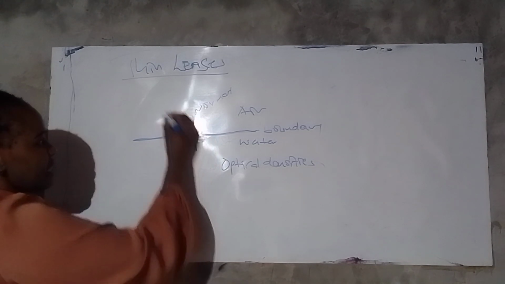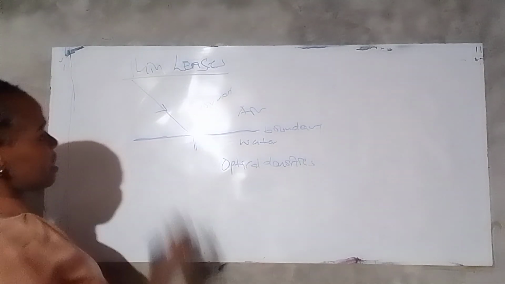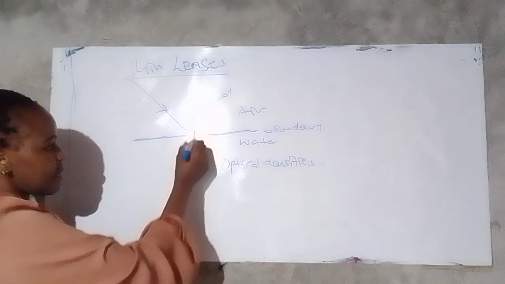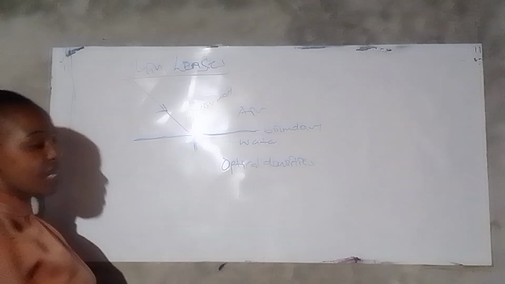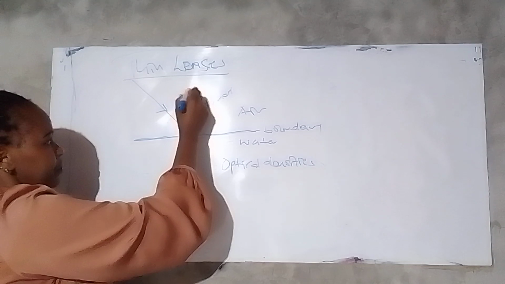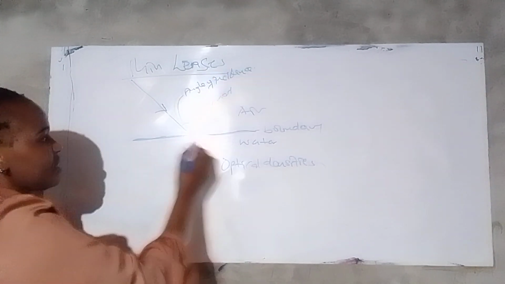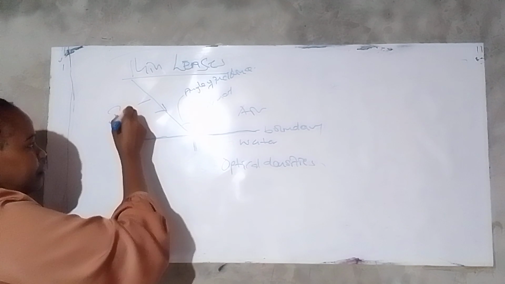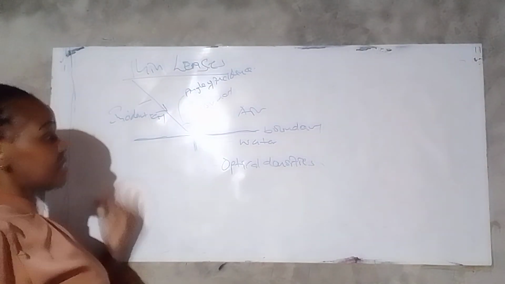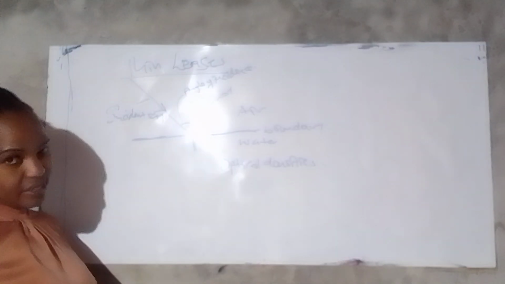Let's say we have a ray of light that is coming incident to the boundary. That is the incident ray, a ray that is coming towards the boundary. Then it hits the boundary at the normal. The angle there, we call it the angle of incidence. The angle between the normal and the incident ray is the angle of incidence.